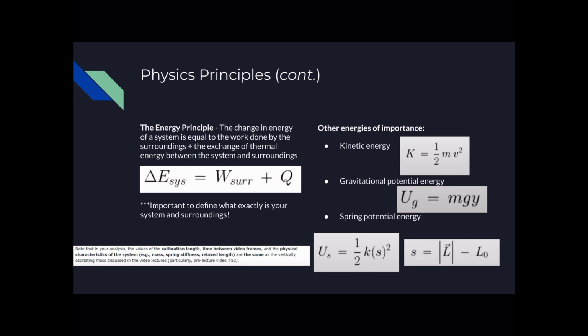Other energies of importance within this lab are kinetic energy, which is K equals 1/2 mv squared, gravitational potential energy, which is just mg times the displacement in the y direction, and spring potential energy, which is 1/2 ks squared, where s is the stretched length of the spring.